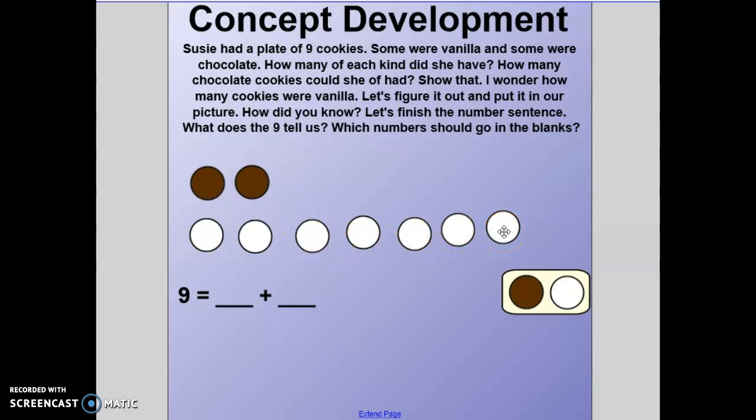So now that we know I have 9, I think you're ready for a super challenge. Could you please write your number sentence? Okay, go ahead, pause, and write your number sentence to match the picture. Let's see what we got. So we have 9, and that equals how many chocolate? 1, 2. 2 chocolate plus how many vanilla? Let's count. 1, 2, 3, 4, 5, 6, 7.